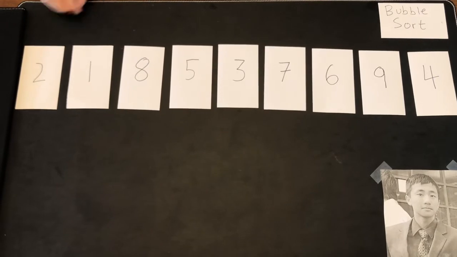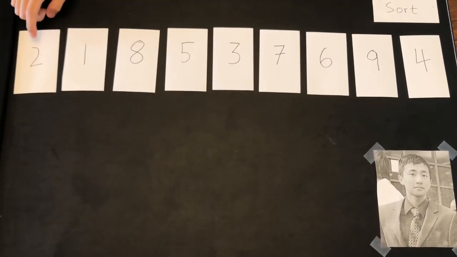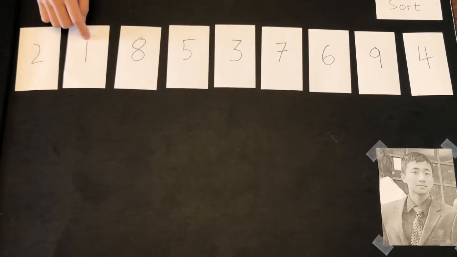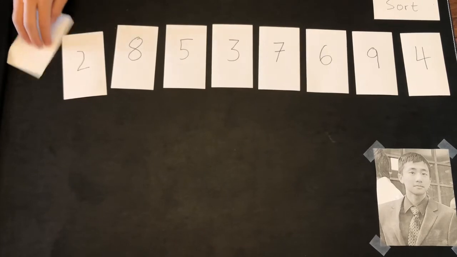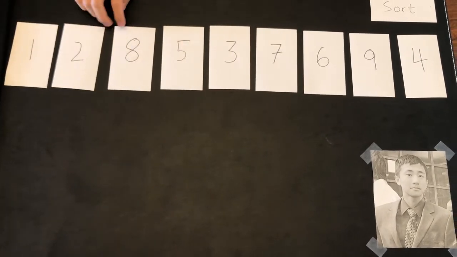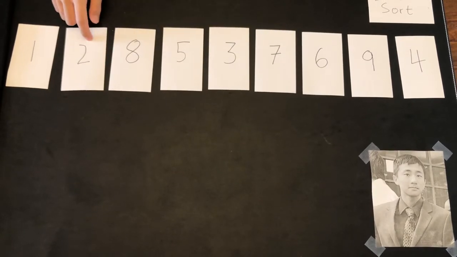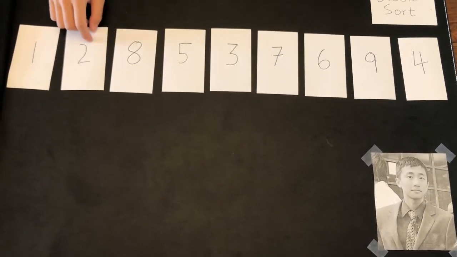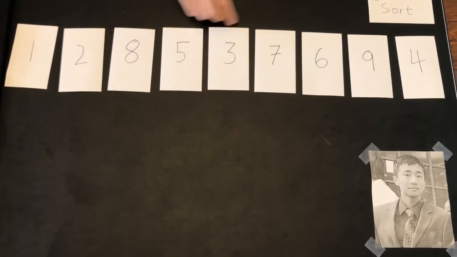In the bubble sort, first we take a look at the first 2 elements of the set. If the first element is greater than the second, if 2 is greater than 1, which it is, we'll swap them and move on to the next 2. Once again, we take a look at these 2 elements, and if the first one is greater than the second one, 2 and 8, it's not. So we're going to keep them the way they are. And we repeat the process for the entire list.